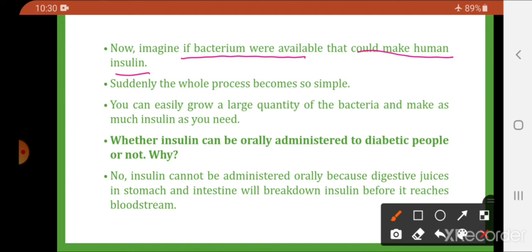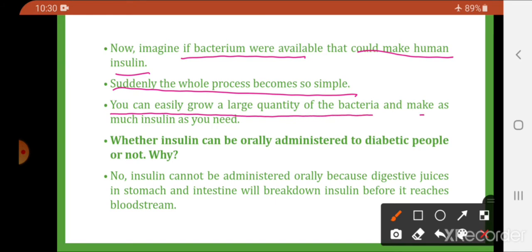Now as the bacteria multiply, the human insulin gene also multiplies, and the human insulin gene gets expressed to produce human insulin. Suddenly the process would become so simple. So you can easily grow a large quantity of bacteria and make as much insulin as you need.